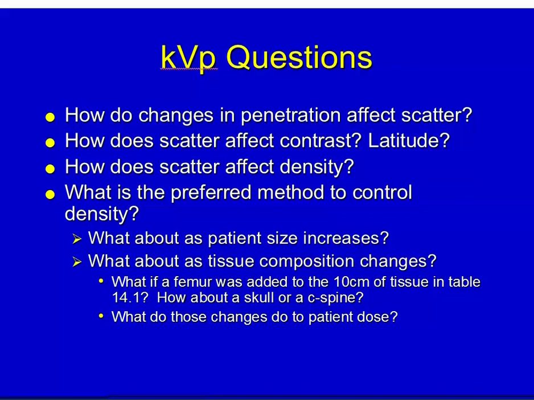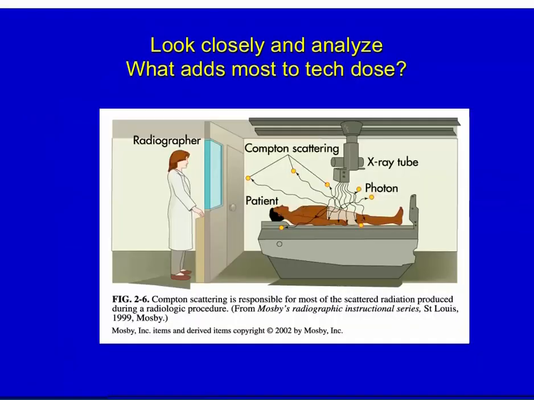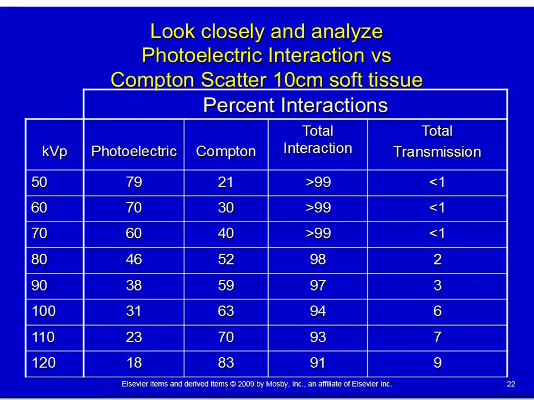As patient size changes, as tissue composition changes, what is the best way to control density? So we looked at a couple of graphics. We looked at how you, as a technologist, receive your radiation dose, that being all off of scatter radiation. We looked at a graphic about how kVp adjustment affects transmission through the patient, photoelectric interaction, Compton, and the composition of the beam as it exits the patient.